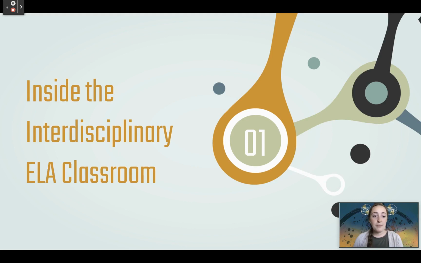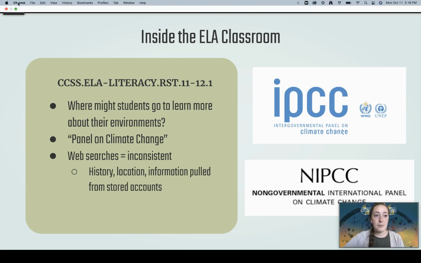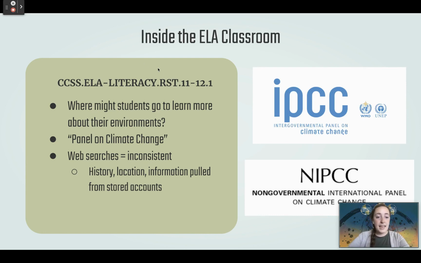So first I'll go through what goes on in the ELA class in this proposed collaboration, and then I'll talk a little bit about what goes on in the science classroom. Inside the ELA class, they cover this specific standard that you will see up at the top of your screen. This standard wants students to be able to cite specific textual evidence to support analysis of science and technical texts, attending to important distinctions the author makes and to any gaps or inconsistencies in the account. In order to satisfy this standard, an English teacher might pose the question, what is climate change and how do we know what we know about climate change?